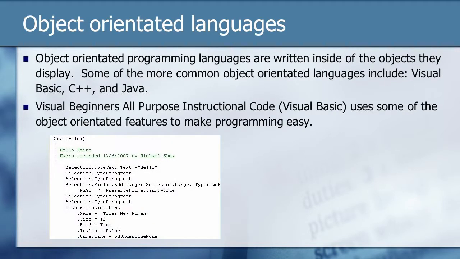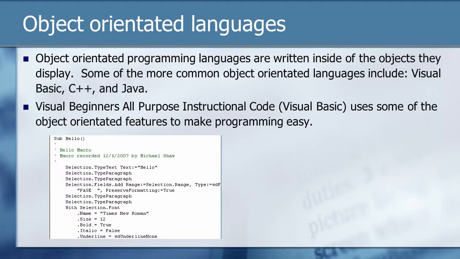The other category of languages is object-oriented. Object-oriented programming languages are written inside of objects, and some of the more common ones include Visual Basic, C++, and Java. Now, Visual Beginner's All-Purpose Instructional Code, or Visual Basic, uses some of the object-oriented features to make programming easy, although it doesn't go the full step.